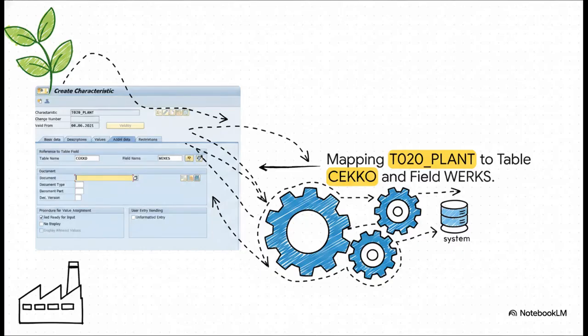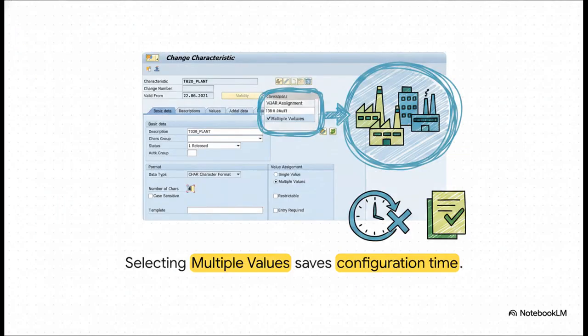Look at how our very first characteristic, the plant, ties directly into the system's back-end architecture. Right there on the screen for T020_plant, you can see it's mapped directly to table CEKKO, and specifically to the field WERKS. This essentially tells SAP exactly where to dig in the sandbox for data the moment someone tries to make a purchase. Now, here is a fantastic pro tip straight from the manual. By selecting multiple values under value assignment, a single release strategy can actually apply to several different plants at once. So instead of building 50 different rules for 50 different playgrounds, you just group them together. That saves a massive amount of configuration time.